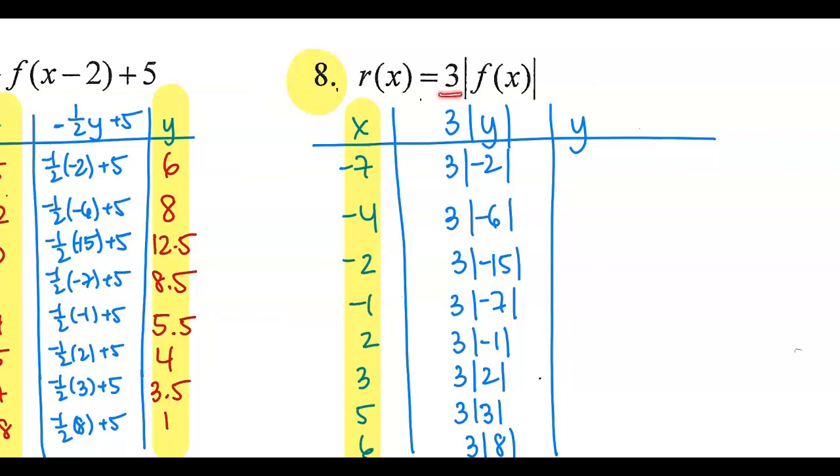You're going to take 3, positive 3. You're going to do the absolute value of y. So each of the original y's you need to plug in, take the absolute value, and then simplify. So when you're ready, pause the video one more time, and then when you unpause it, you'll be able to see your y values.